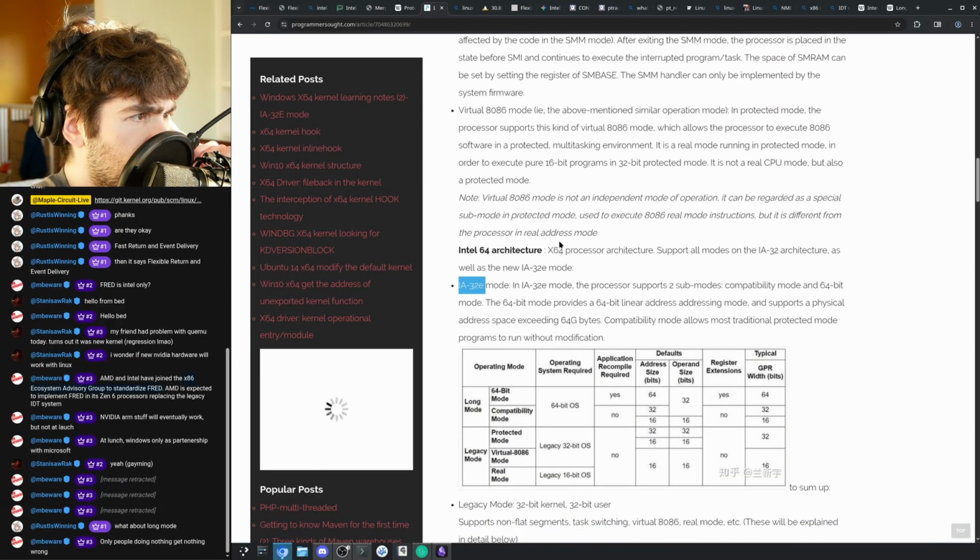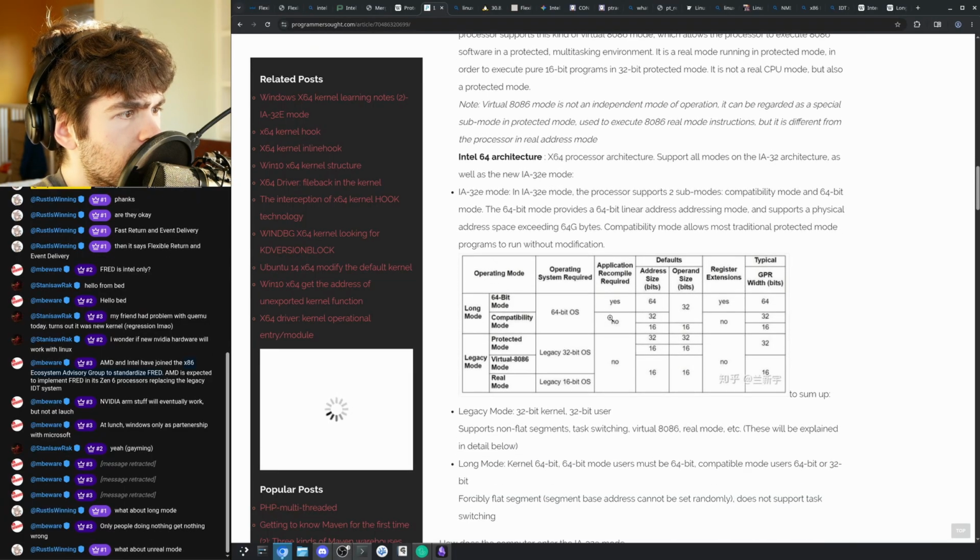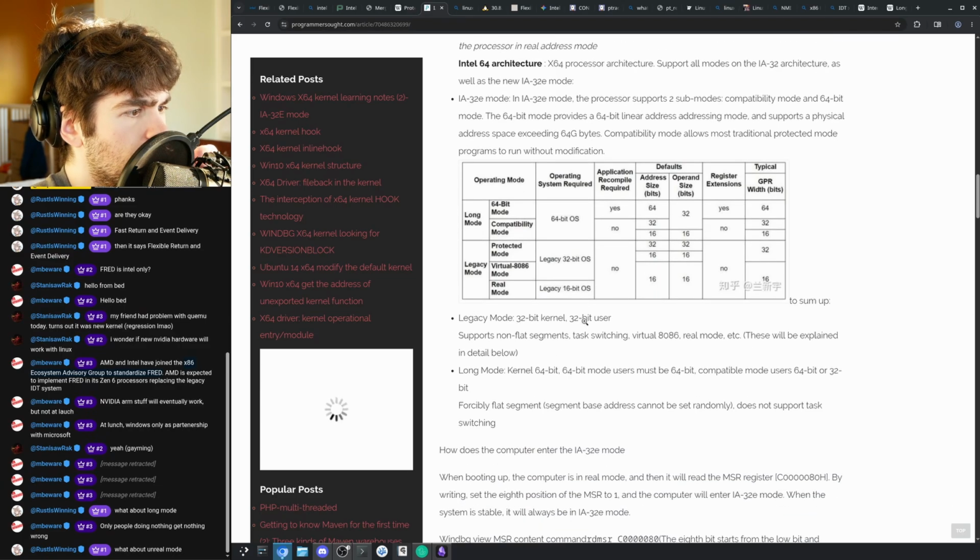IA-32E. In IA-32E, the processor supports 2 sub-modes, compatibility mode and 64-bit mode. The 64-bit mode provides a 64-bit linear addressing mode and supports a physical address space exceeding 64 gigabytes. Compatibility mode allows most traditional protected mode programs to run without modification. Okay, so that would be long mode. Long mode and IA-32E, same things? Okay, long mode. Oh, I get it.